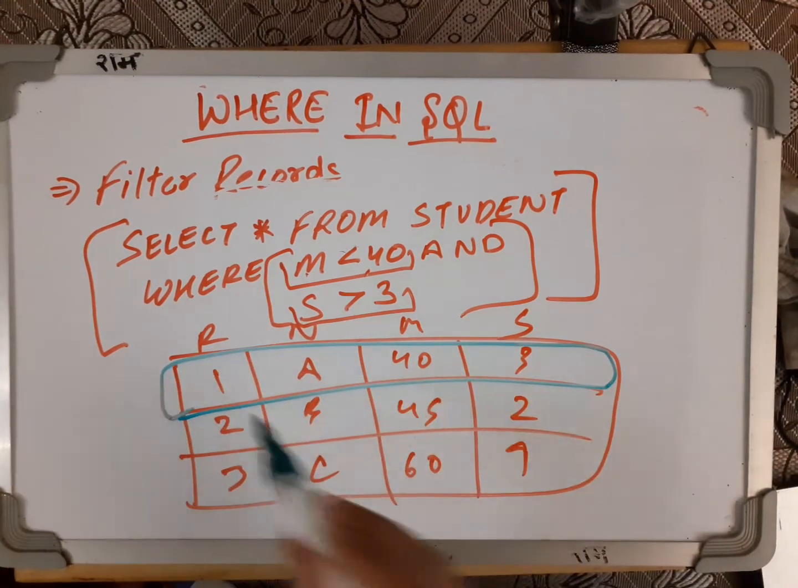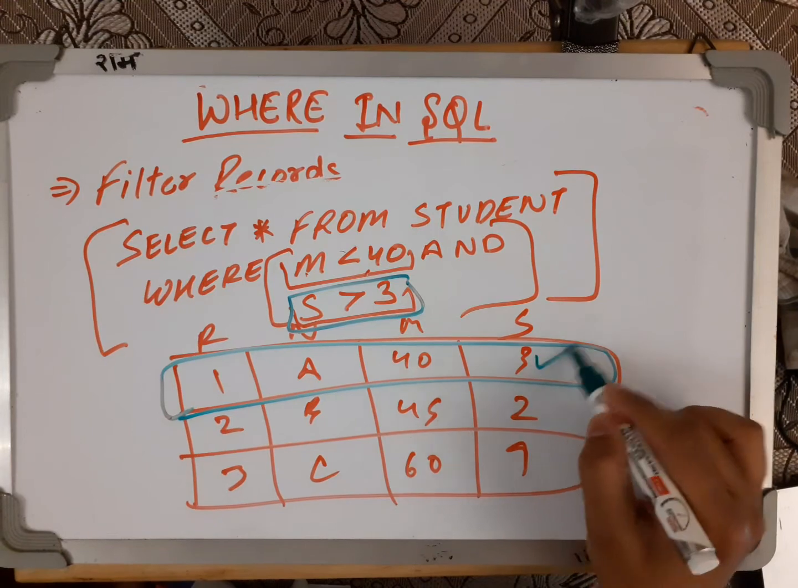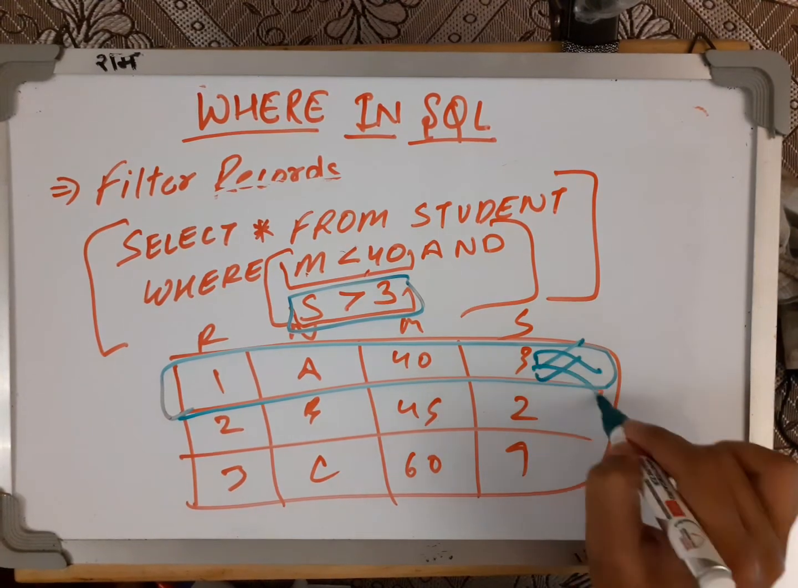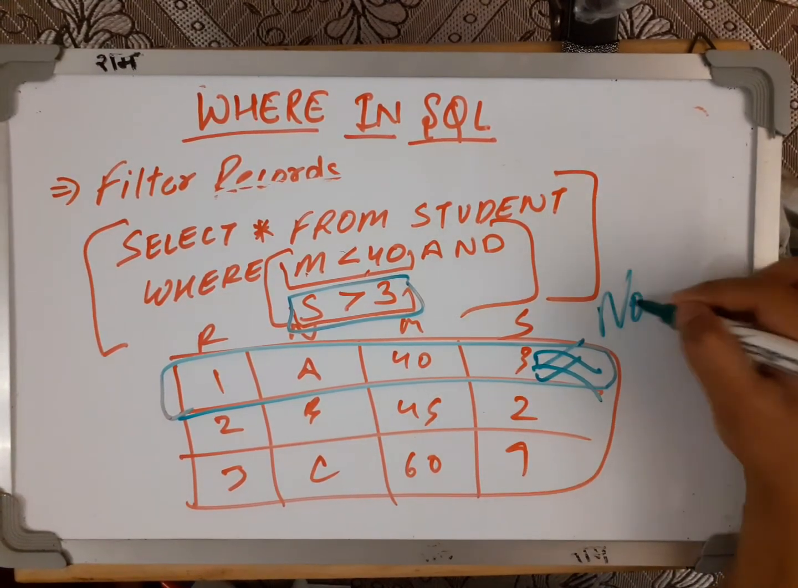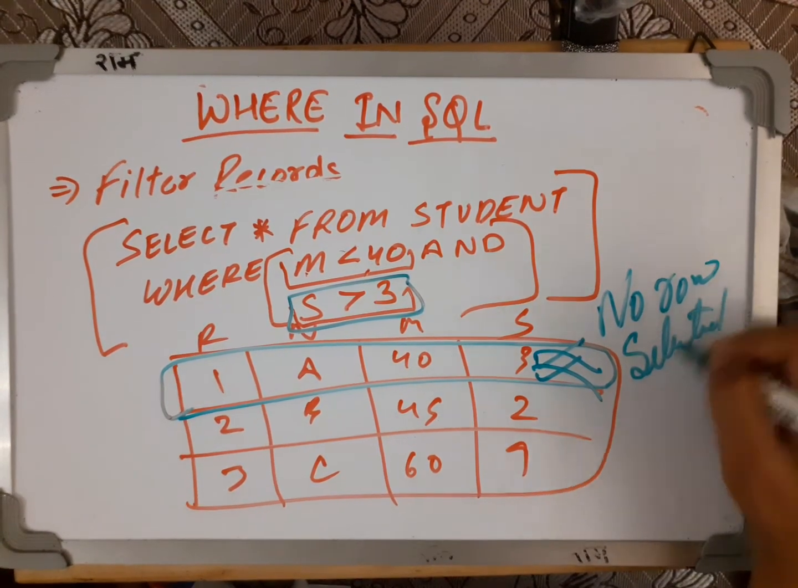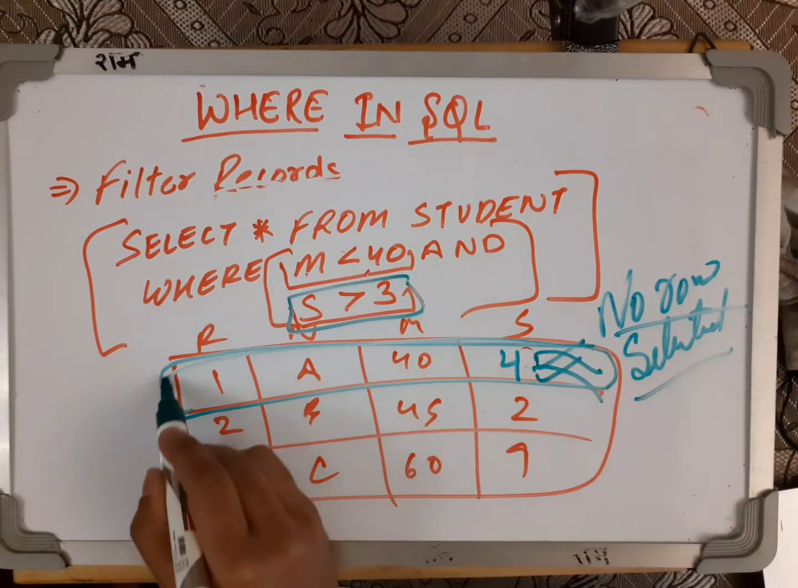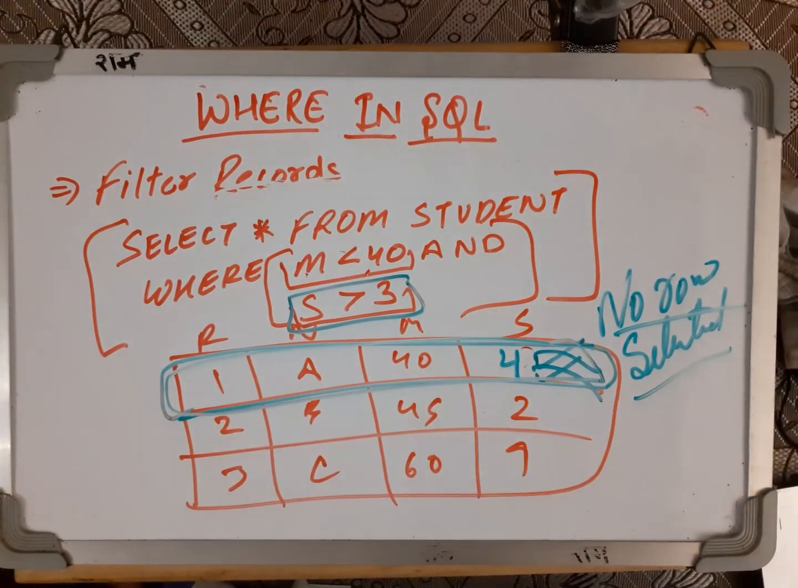Now it will check whether subject is greater than 3. The subject is equal to 3, so it is not satisfied. It will display no rows selected. It will display no data. Suppose here marks equal 4, it will display this particular row with all of the data.